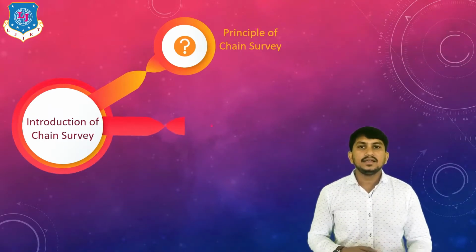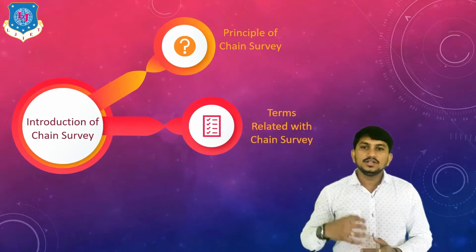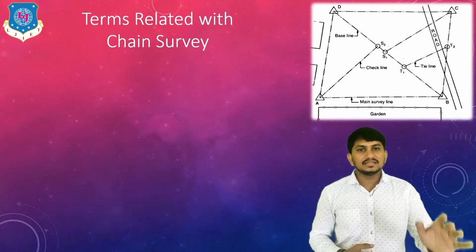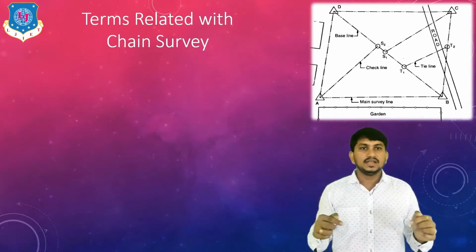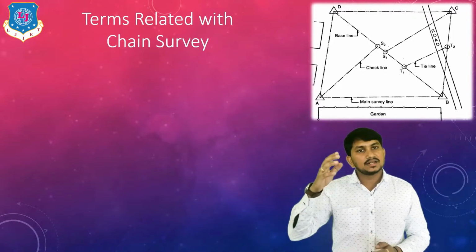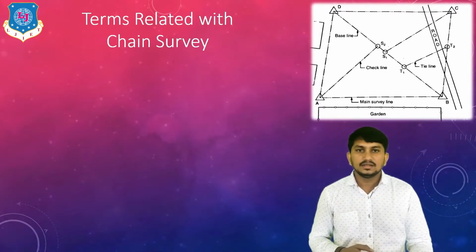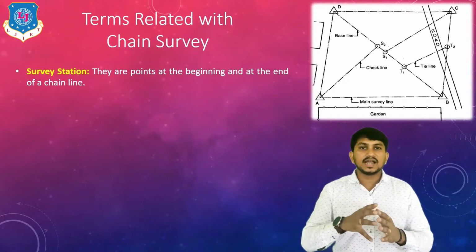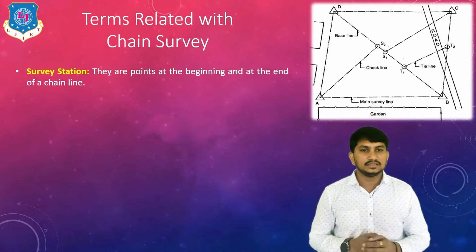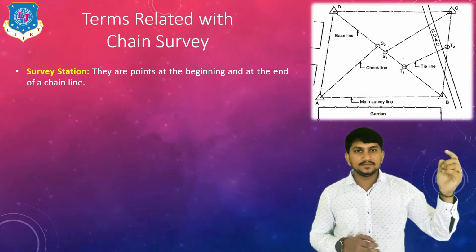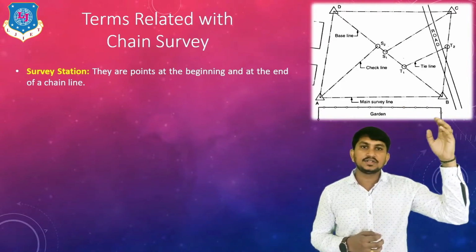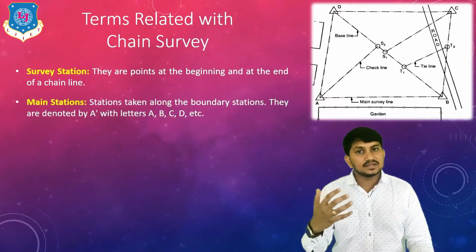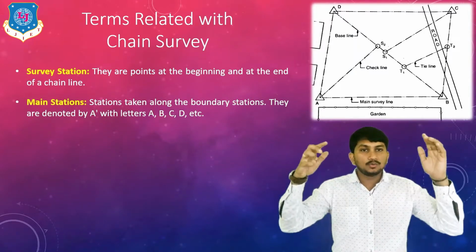The second topic is a number of terms related to chain survey. Let's discuss the terms involved in chain survey using this figure. Suppose there is a plot having boundary stations A, B, C and D. First term is survey stations. These are the stations which are at the beginning and at the end of the chain line. So here A, B, C and D as well as S1, S2, T1 and T2 are the survey stations.